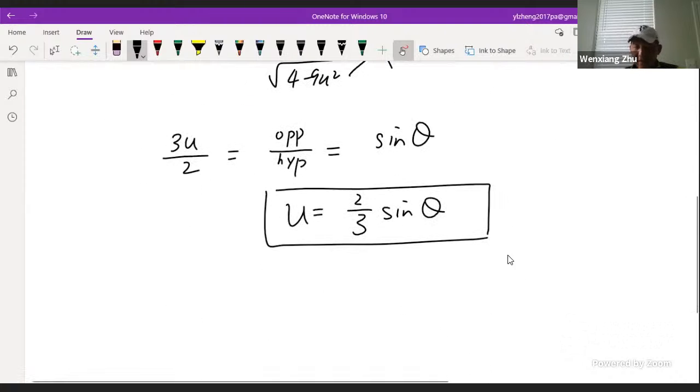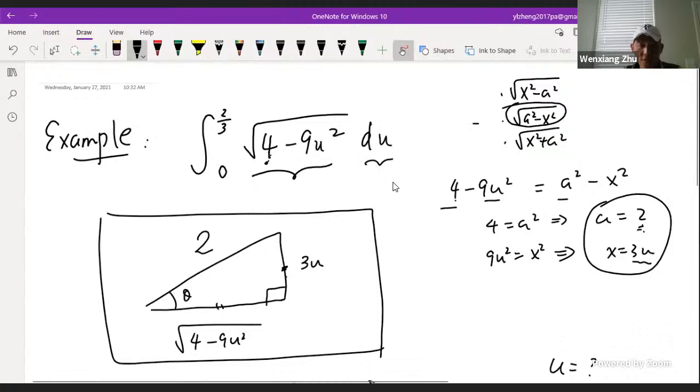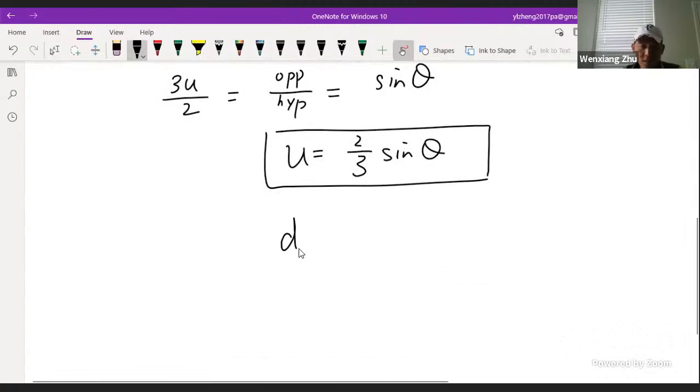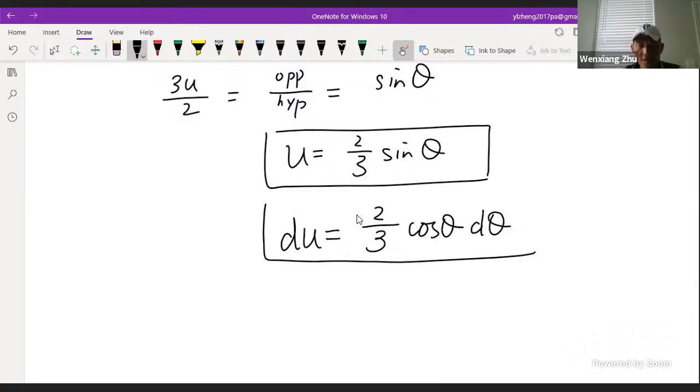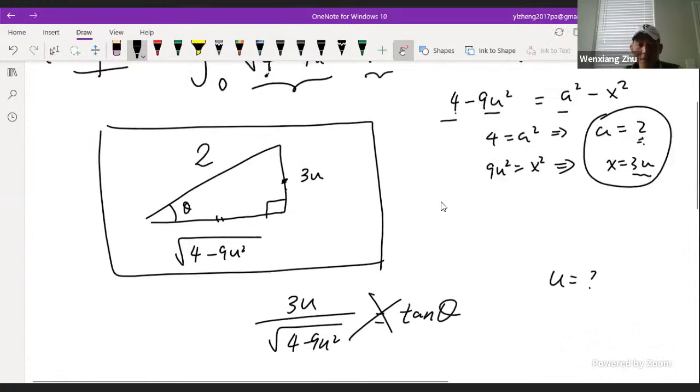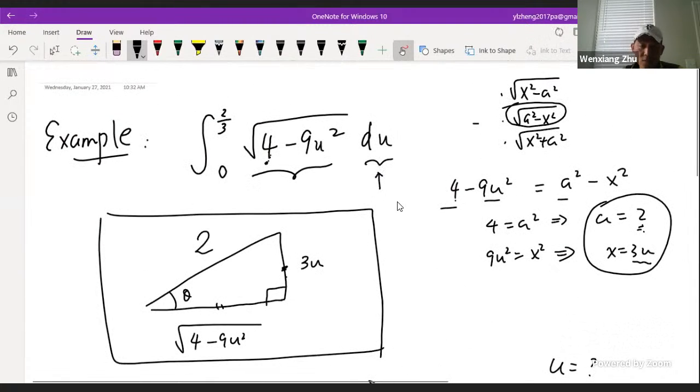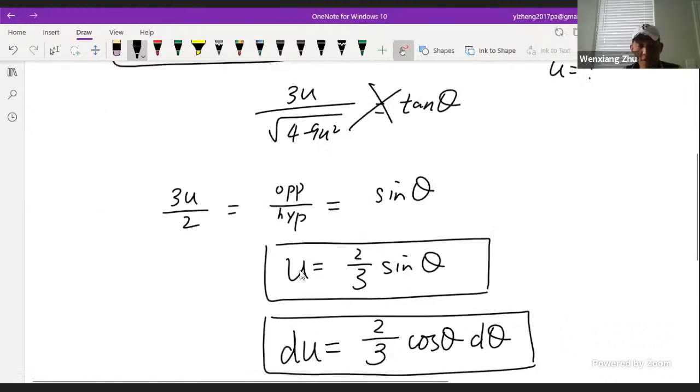Once you have this, the second step is always very easy, because you're always going to deal with this term, du. So just go ahead and take the differential du, and that is easy: 2/3 cosine theta. Don't forget, always with d theta. Now, the third thing you need to take care of is this term, which turns out to be the adjacent side.